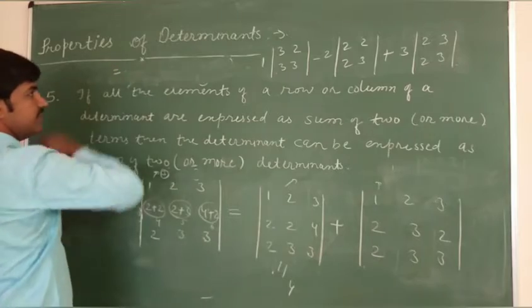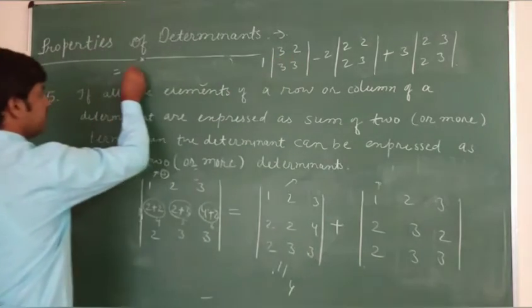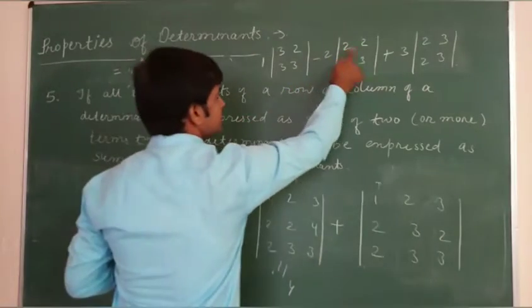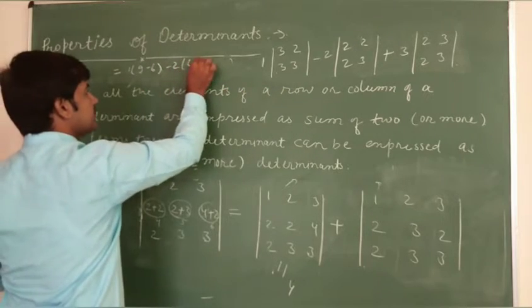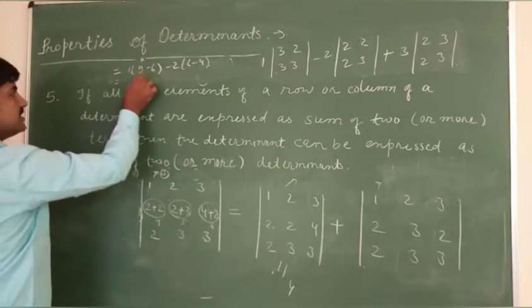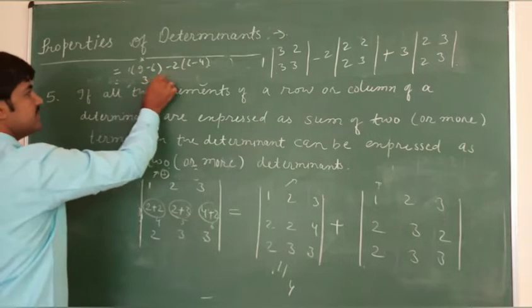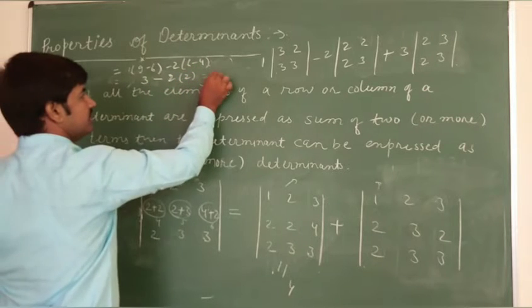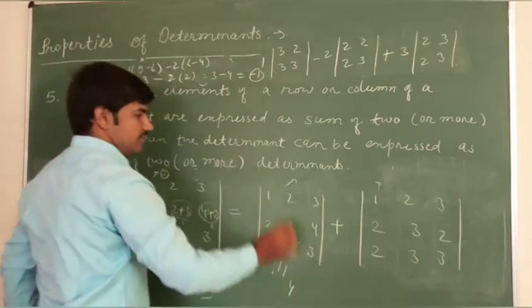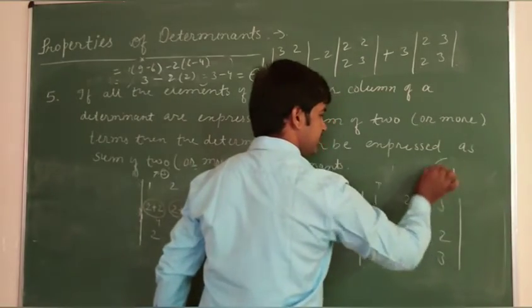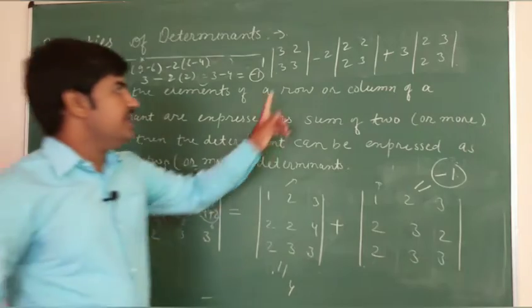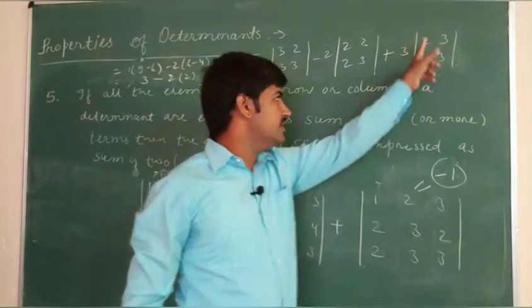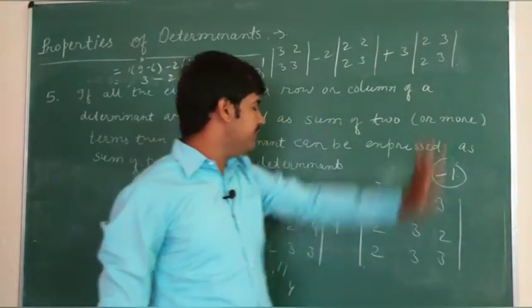We have to simplify only these two. So here we go, 1 times 9 minus 6, and then minus 2 times 6 minus 4. Dear students, now 9 minus 6 is equal to 3, and minus 2 times 2, so we have 3 minus 4 is equal to minus 1. We have got minus 1. Okay, students, why did I simplify these two terms only? As the value of this particular term is 0, as both of the rows of this determinant are identical.